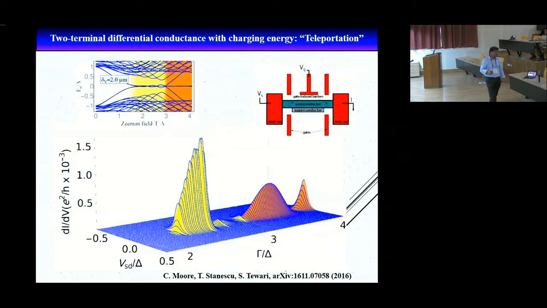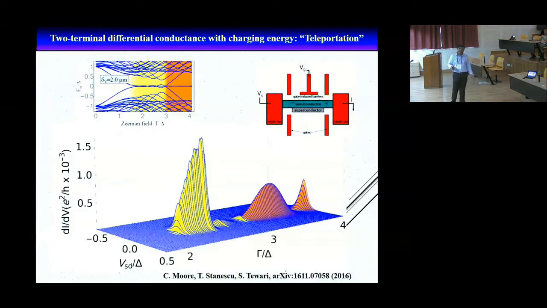Majorana assisted electron transfer process, the teleportation. This is a nice calculation done by my graduate student, Christopher Moore. And as you can see, in the very recent 2016 Nature paper, Charlie Marcus's group claimed to have seen such teleportation amplitudes in some similar semiconductor superconductor hybrid structure. Unfortunately, we can show very similar.